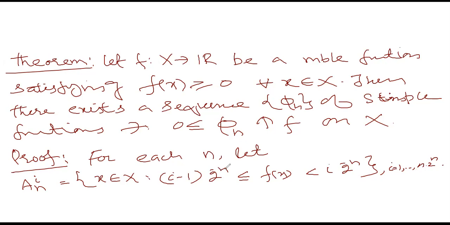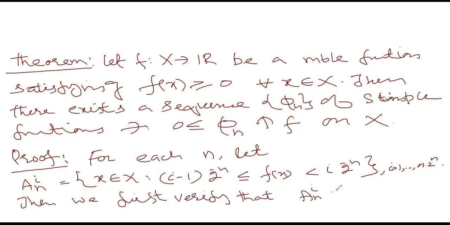Okay, then we first verify that they are disjoint with respect to i. That is, A_{n,i} intersection A_{n,j} is phi for i not equal to j, where i and j vary from 1 to n times 2 to the power n. So first we verify this.